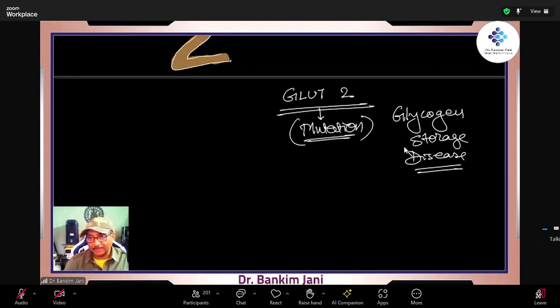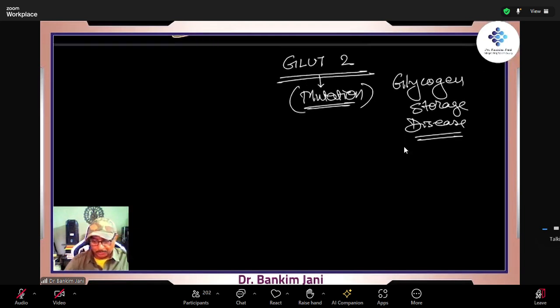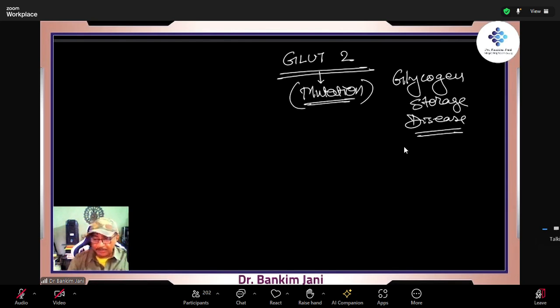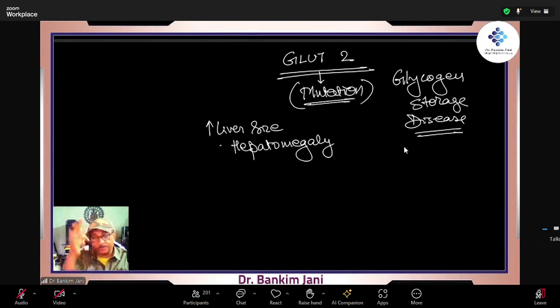How would everything be affected? There would first be an increase in liver size. Liver size would increase, so that is what is called hepatomegaly. Then GLUT2 is affected, so kidneys are affected. The kidneys would fail, so that would be nephropathy. And this glucose, they won't be able to store it.